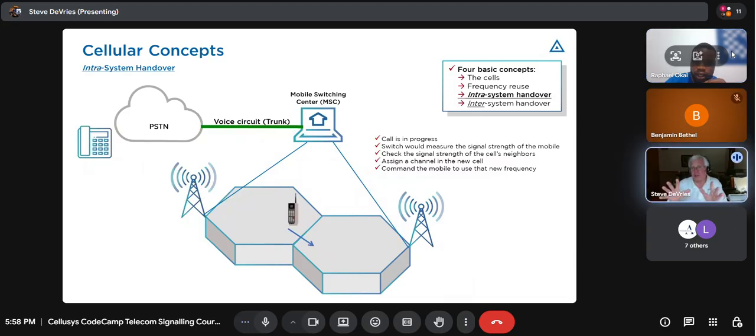In the same system, those cells are controlled. All the cells that are controlled by one mobile switch would be intra-system, handed over from cell to cell to cell, and those cells are under control of one switch. And that's a geographic area. Let's say the city center where you're at now. Let's say that's one area.